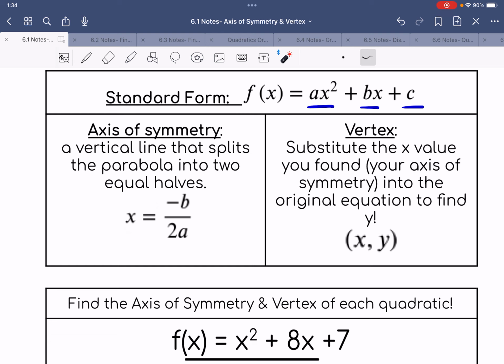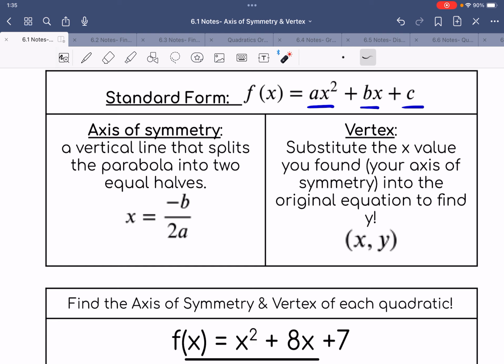That vertical line that splits the parabola in half is found using the formula x equals negative b over 2a. So that is a formula we are giving you. We don't yet know enough math for me to show you why that works, so just trust us for right now. That's the formula we're giving you.